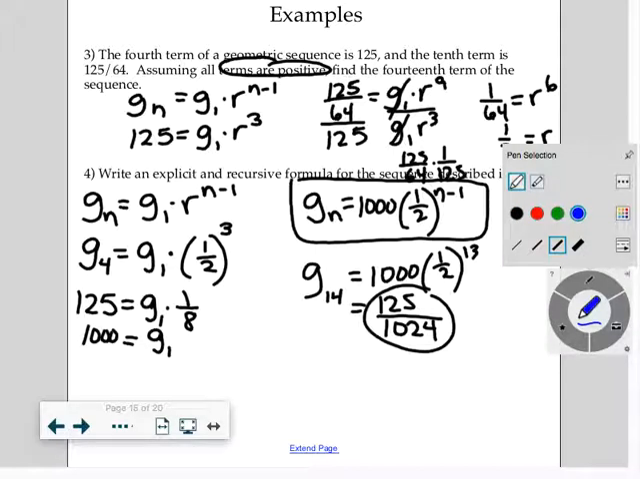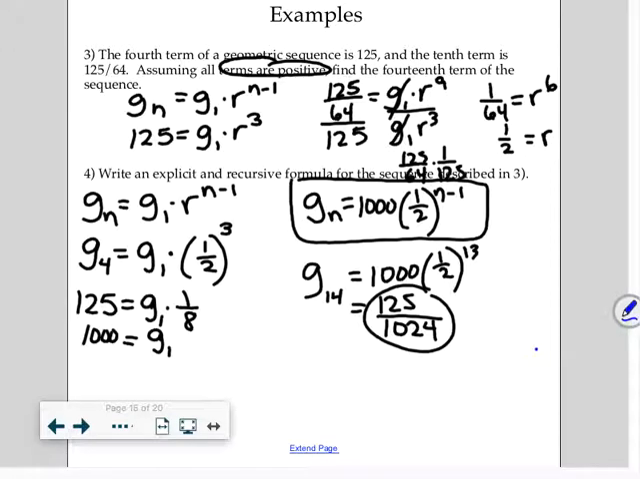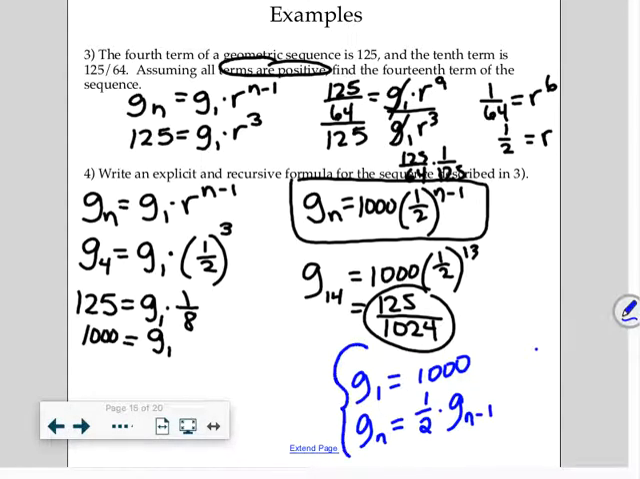So we have the explicit. Now the recursive, we'll write the first term, which we found is 1,000, and then to find the next term, we're multiplying by the common ratio of 1 half, where n is greater than or equal to 2, and n you can put as a natural number or an integer.